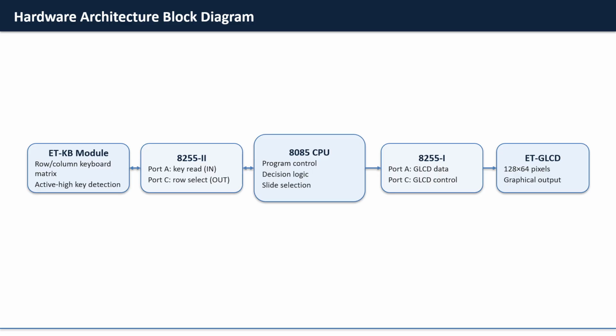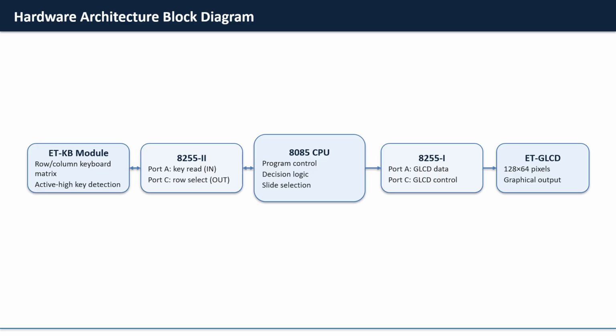Talking on the right side of the diagram, we can see that 8255 number 1 is interacting with the GLCD, and both ports, port A and port C, are configured as output ports because there is nothing to read from the GLCD module. Port A is responsible for sending GLCD data, and port C is responsible for sending GLCD control words, controls like enable, RS, read write, and so on, which we will talk about later in the slides. The ETGLCD module is a 128x64 pixel screen, which is actually divided into two 64x64 controlling modules, that is the KS1.